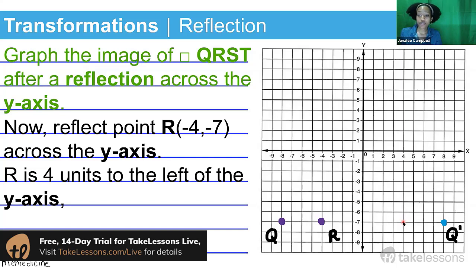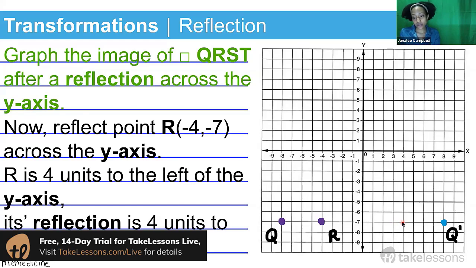Because again, when you're flipping or reflecting about the y-axis, all you're doing is moving equidistantly with respect to the y-axis. And in order to do that, all you're going to do is change the x coordinate, okay? So its reflection has to be 4 units to the right of the y-axis. And this is going to be R prime because we shifted our original point R through reflection to the other side of the y-axis.